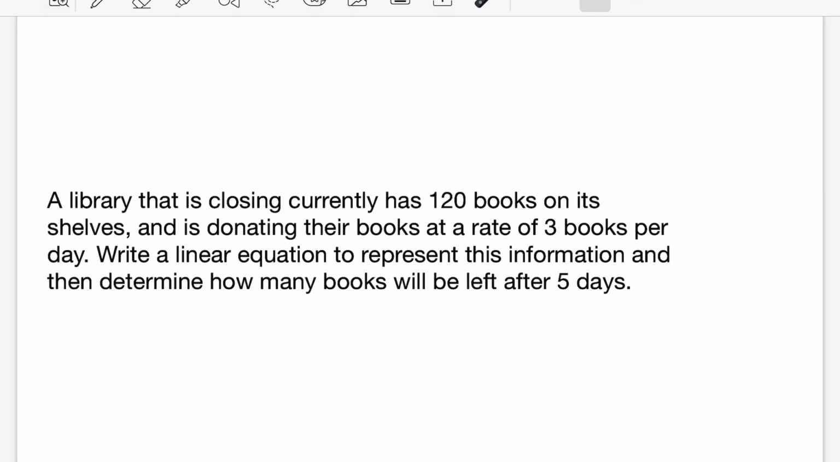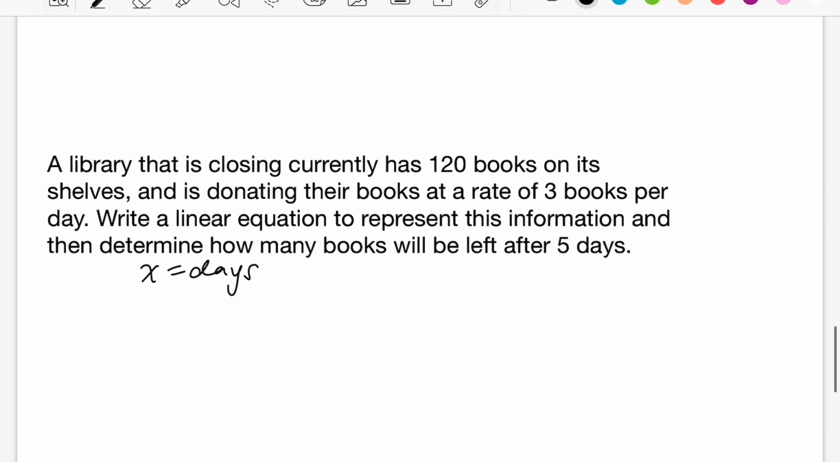So we want to write a linear equation that will represent how many books are left after a certain amount of days, so after x days. Our variable x is going to be equal to days, and we're going to write a linear equation dependent on the number of days. So f of x is going to be our linear equation that represents how many books are left on the shelves after a certain amount of days. So we start with 120 books, and we know that we are taking away these books, we're donating them. So we'll have a minus here, and we're donating 3 books every x days. So this will be our linear equation.